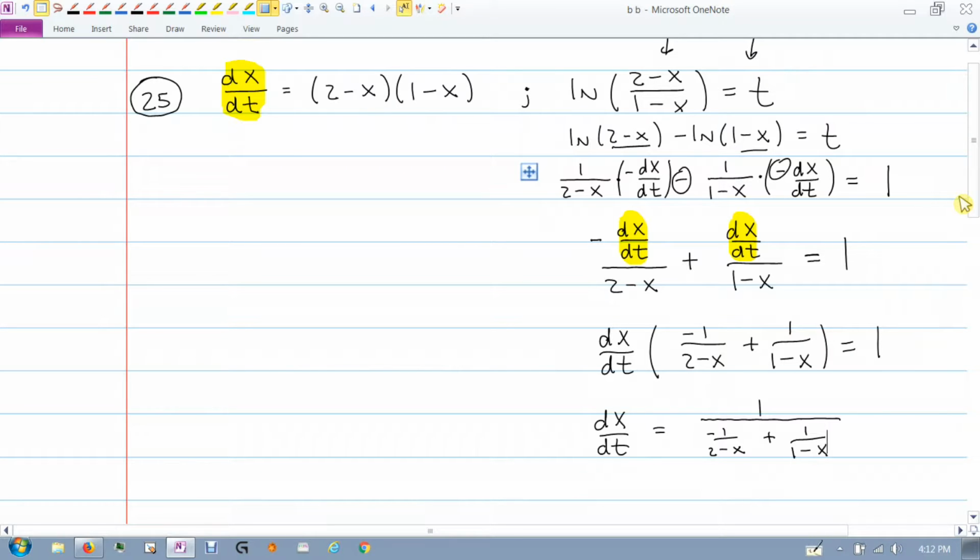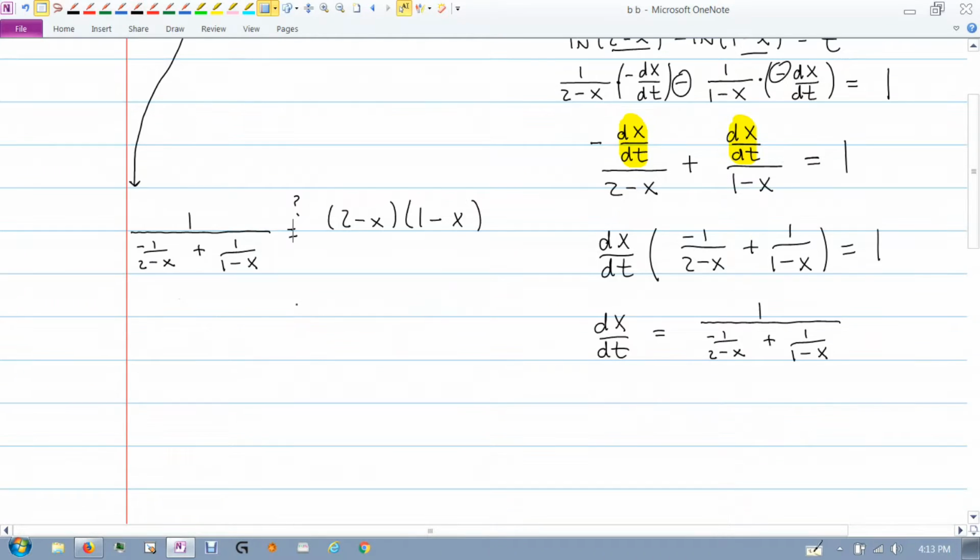Now, let me go over here, and I'm going to replace this with this. 1 over, yeah, should I get lazy here? I shouldn't call it laziness, I should call it using technology. So there's the left-hand side. Right-hand side is 2 minus x over 1 minus x. And the question is whether or not these are the same. They don't look the same, but we're going to need some algebra here.